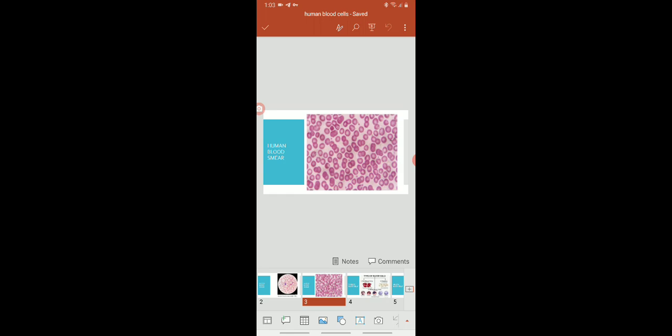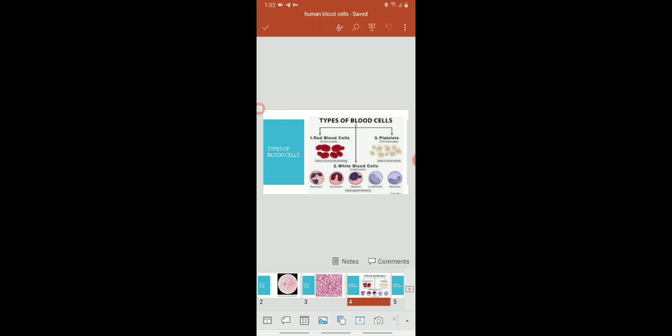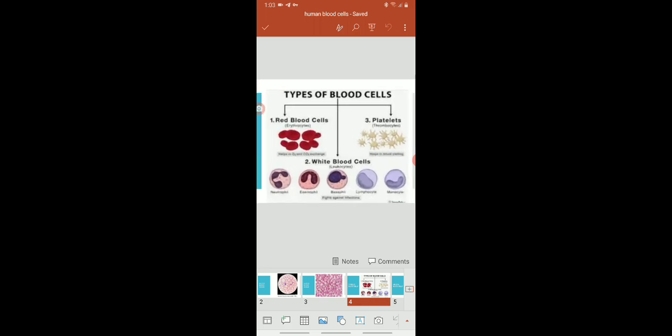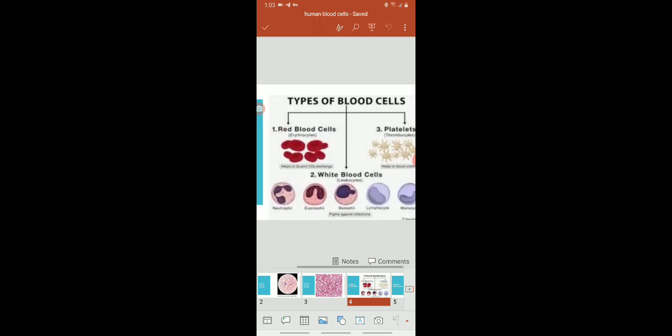Now in this diagram we can easily observe the different types of blood cells. The first one is the red blood cell, second one white blood cell, and third one is platelet. RBCs, that is red blood cells, are also called erythrocytes. WBCs, white blood cells, are also called leukocytes, and platelets are also called thrombocytes.